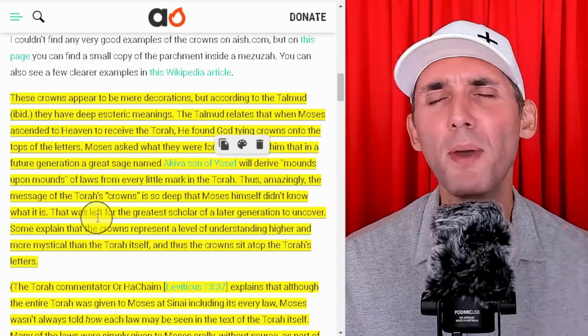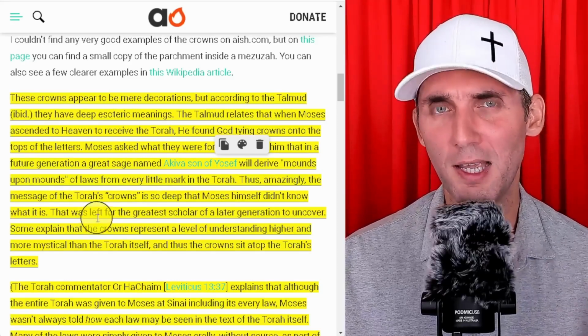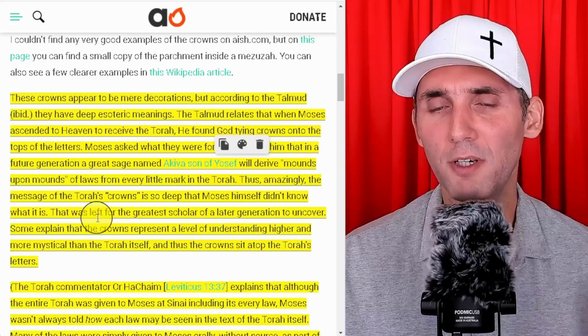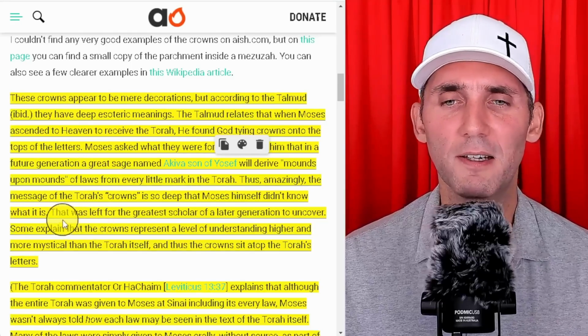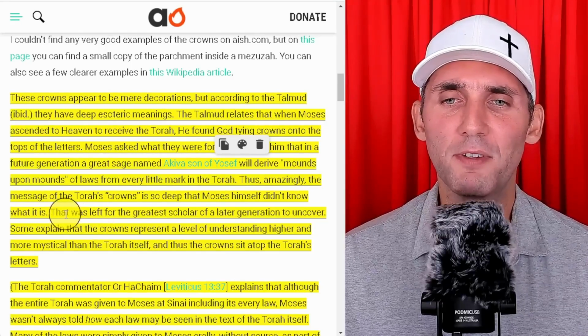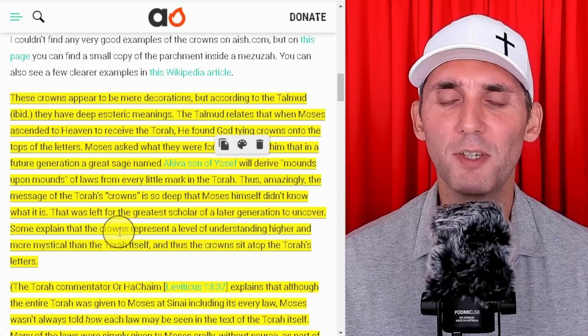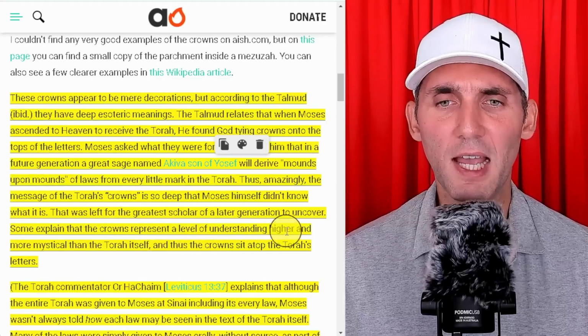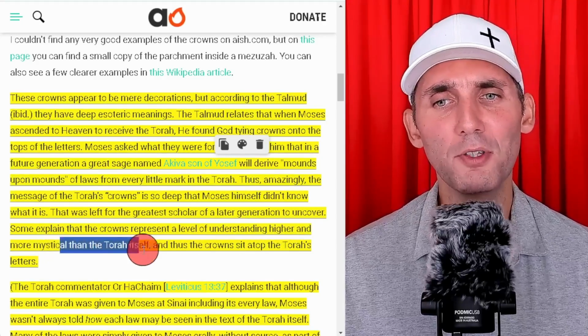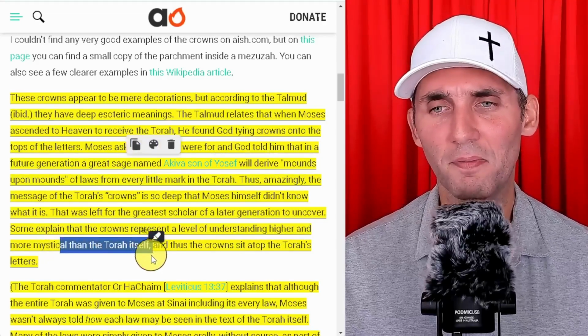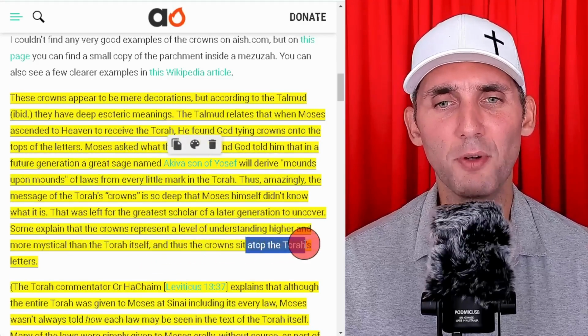You needed a better sage. You needed somebody who was brilliant, i.e., Rabbi Akiva. He's even greater than Moses, basically is what they're saying. Moving on. This was left for the greatest scholar of a later generation to uncover. Some explain that the crowns represent a level of understanding higher and more mystical than the Torah itself. And thus the crowns sit atop the Torah's letters.